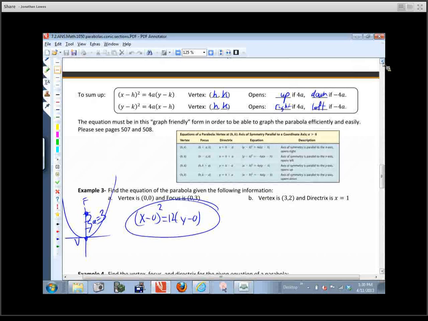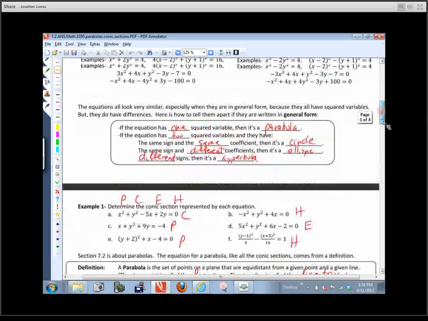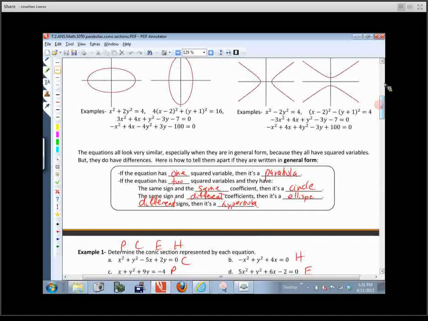So yesterday we learned a lot more about parabolas. We learned they came from a definition. They've got more interesting features than just a vertex and whether they open up or down, stretched and shrunk and stuff like that. In fact, from the definition, we came up with a new format, a graph-friendly form, and we can make a parabola that opens up, down, left, or right, any one of those. And we also learned how we can tell the difference between a parabola, a circle, an ellipse, and a hyperbola.